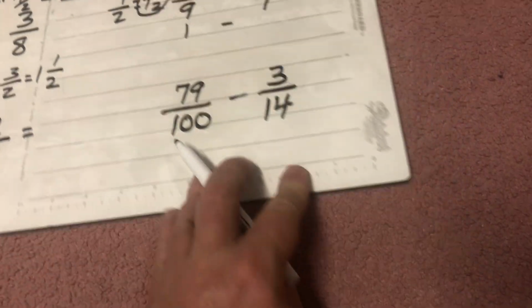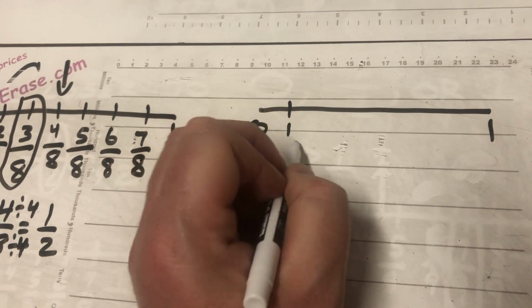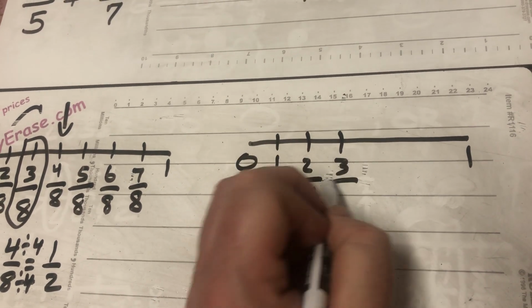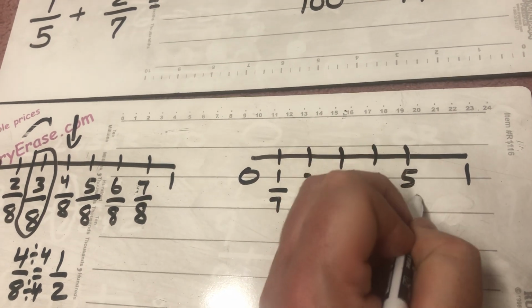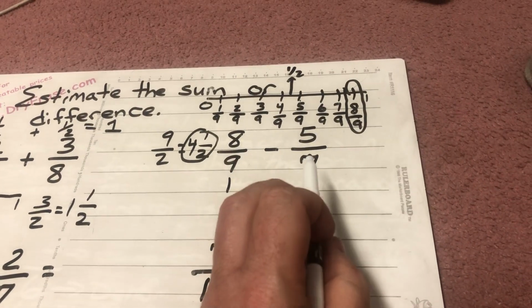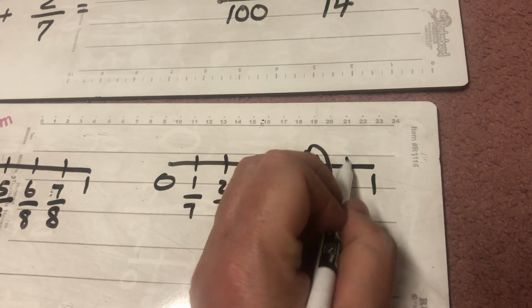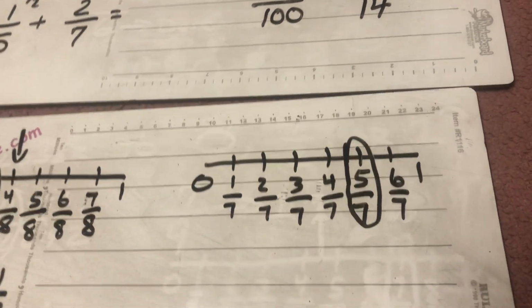Well, when I do 5/7, which is my next number, I'm going to come over here, 0, 1. The denominator's 7, so I'm going to have 1/7, 2/7, 3/7, 4/7, 5/7. That's the fraction in question. So I'll circle that. 6/7, and I know that 7/7 equals 1.